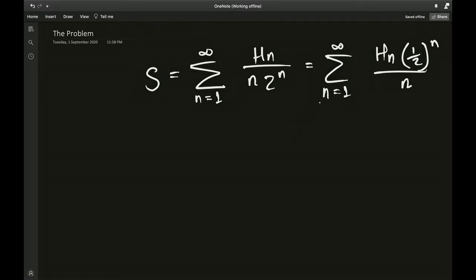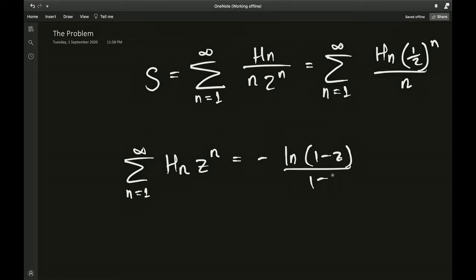And what formula does this remind us of that we recently derived? Well, this generating function formula. So we had the sum from n equals 1 to infinity of the nth harmonic number times, say, some argument z to the n, was equal to negative natural log of 1 minus z, over 1 minus z.